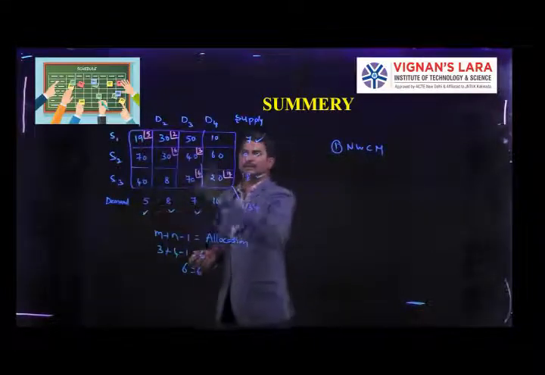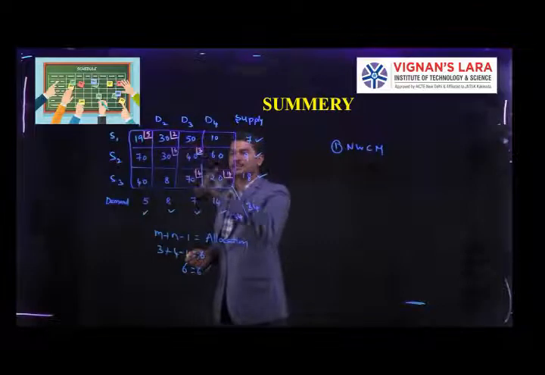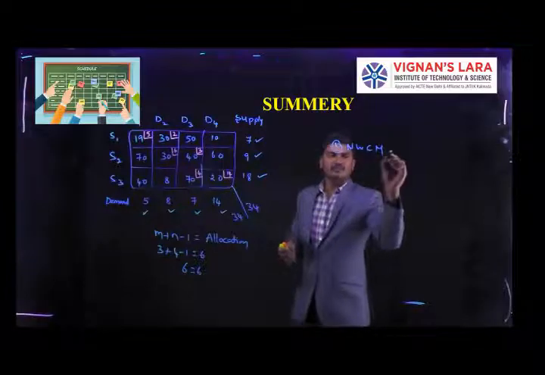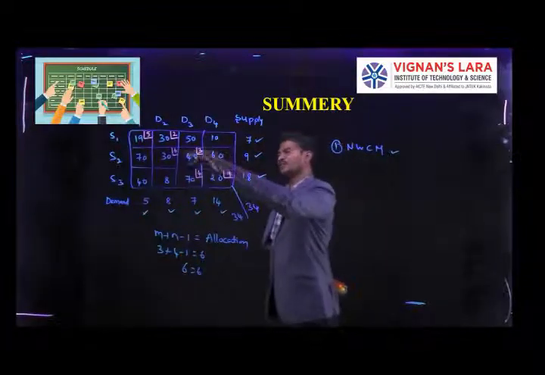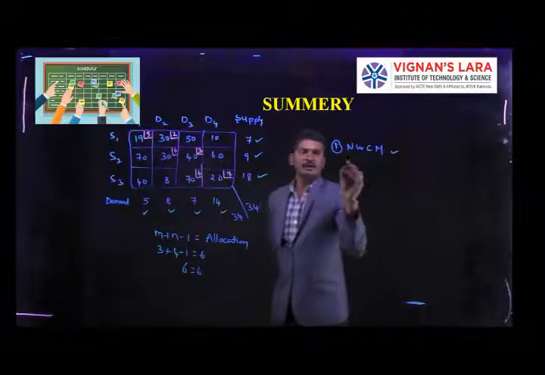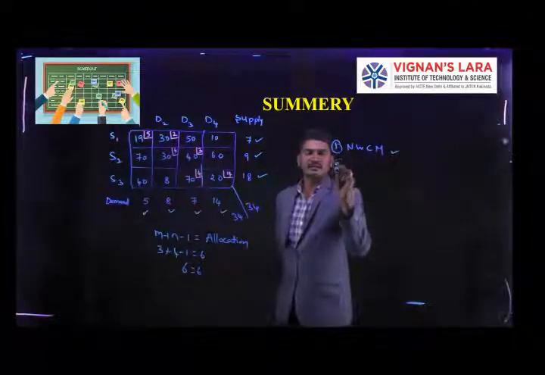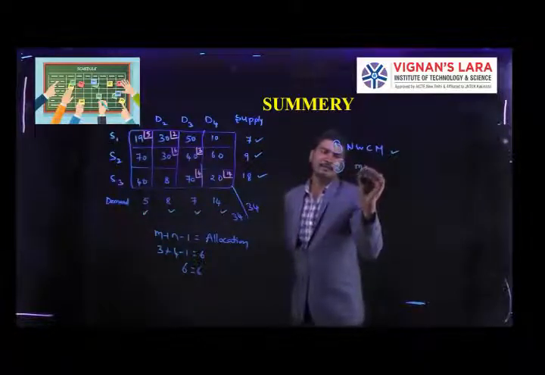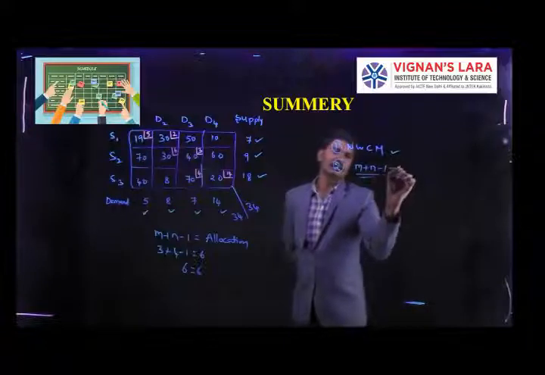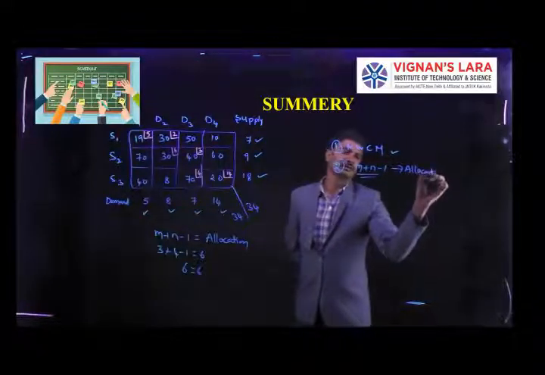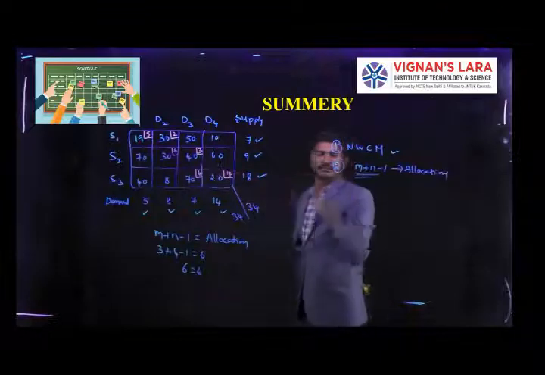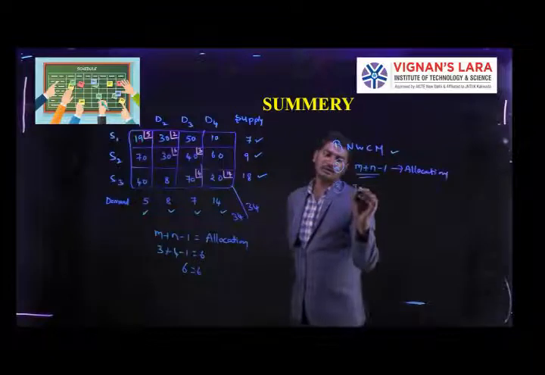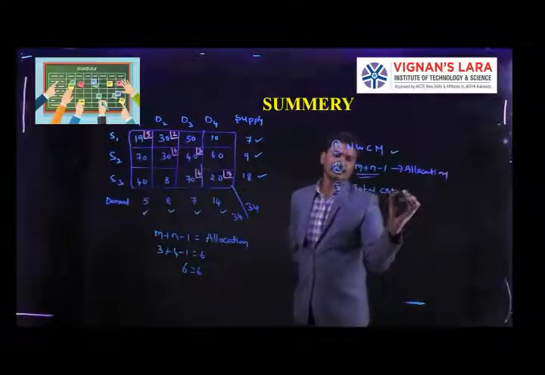Here these are the demand and supply, these are the units, and in these tables we have the values. Those values are called the unit cost values. In this method we are allocating the resources at the top corner. Then we check the initial solution based on m plus n minus 1, which should be equal to the allocations made. Then, finally, we calculate the total cost in this problem.